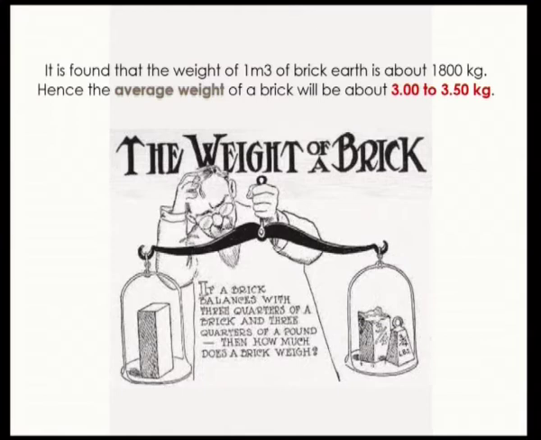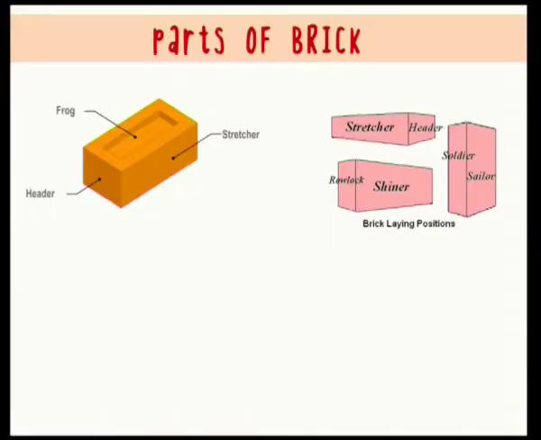Now what is the weight of a brick? It is seen that 1 meter cube of brick earth, or earth that is used to make a brick, is about 1800 kilograms. So from 1 meter cube of brick earth, we can get approximately 500 to 600 bricks. So that gives an average weight of a brick about 3 to 3.5 kilograms. Now we know what a brick is, what the different sizes of the bricks are, and what the weight of the brick is. Now let's see what the different parts of a brick are.